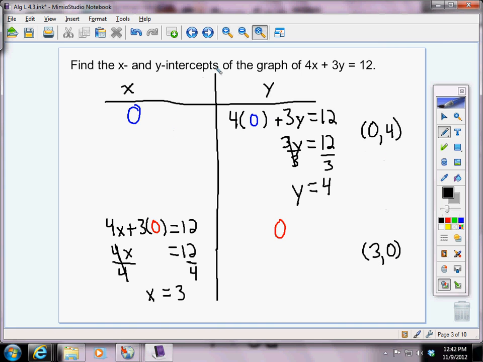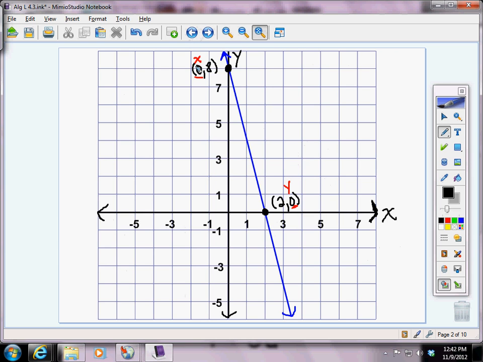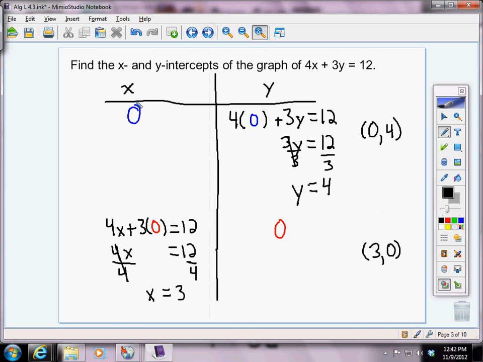So again, to find x and y intercepts, and later on we'll use these to graph, we put in 0 for x to find the y-intercept, and 0 for y to find the x-intercept. In this situation, we put 0 for x and solve for y. Our y-intercept is 4, so it crosses the y-axis at the point (0, 4). Then when we put 0 in for y, we get x = 3. So that means it crosses the x-axis at (3, 0).